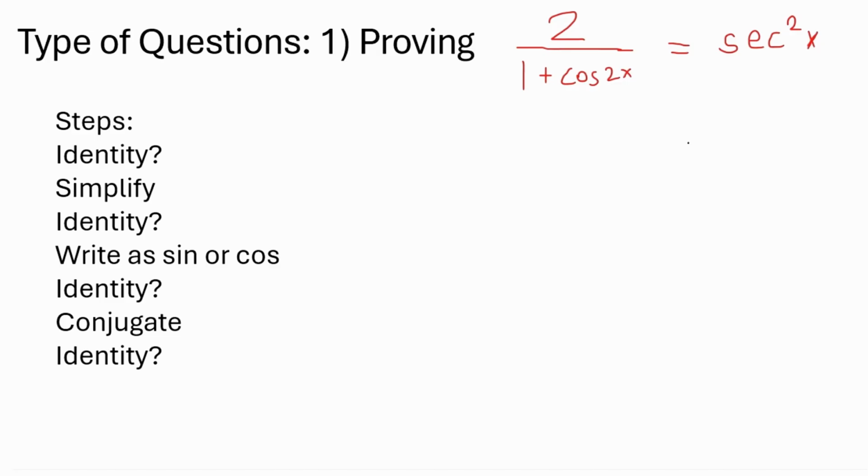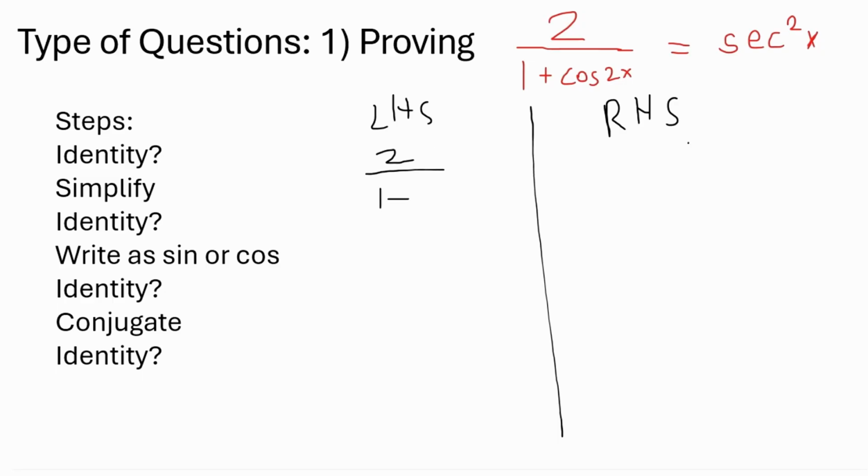2 over 1 plus cos 2x equals secant squared x. Okay, so let's do the same thing here. LHS over RHS. 2 over 1 plus cos 2x, and this is secant squared x. Looking at my left side, the first thing I'm trying to do is add an identity. So I see cos 2x.